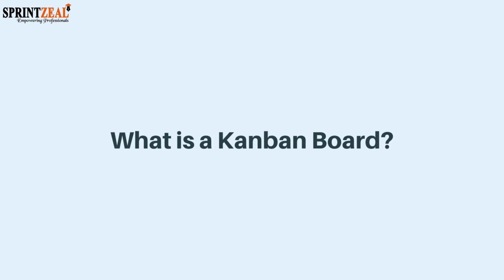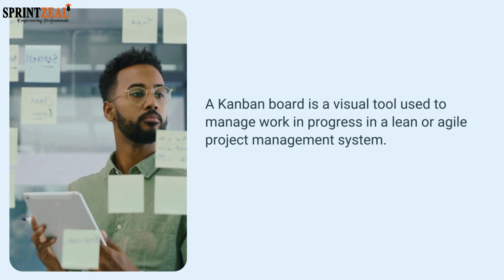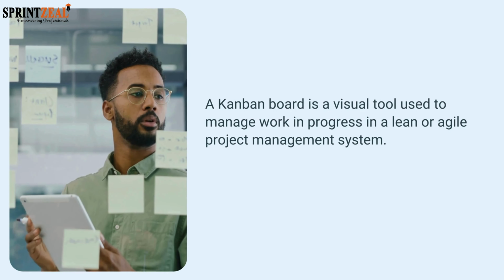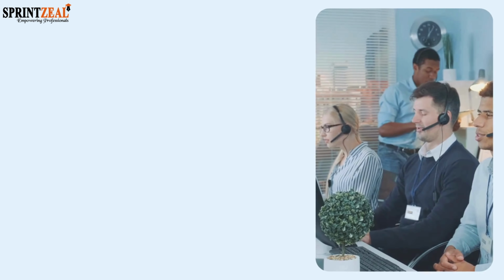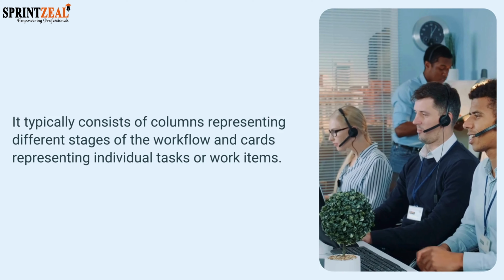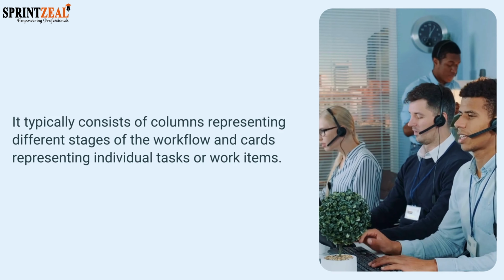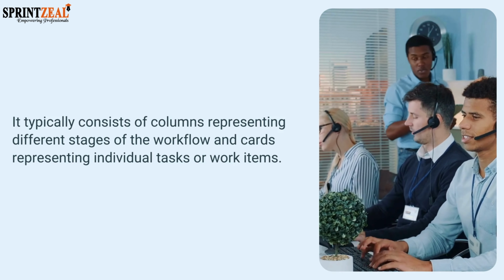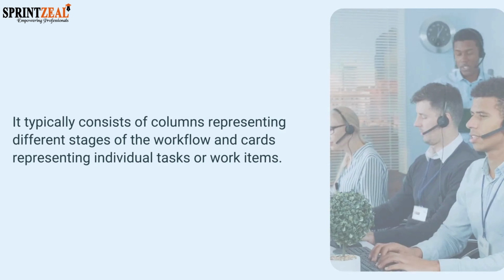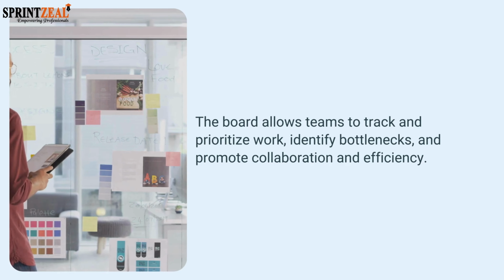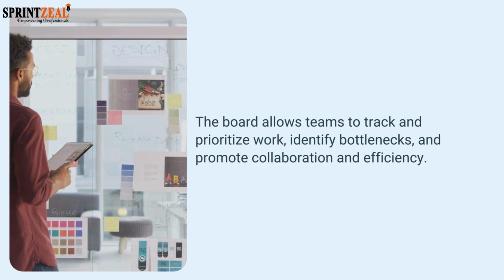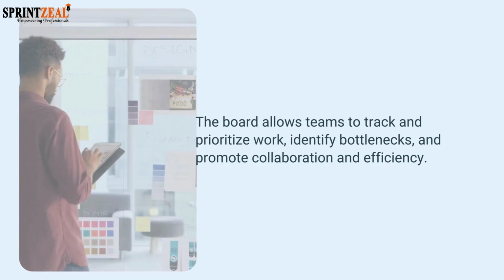What is a Kanban board? A Kanban board is a visual tool used to manage work in progress in a lean or agile project management system. It typically consists of columns representing different stages of the workflow and cards representing individual tasks or work items. The board allows teams to track and prioritize work, identify bottlenecks, and promote collaboration and efficiency.